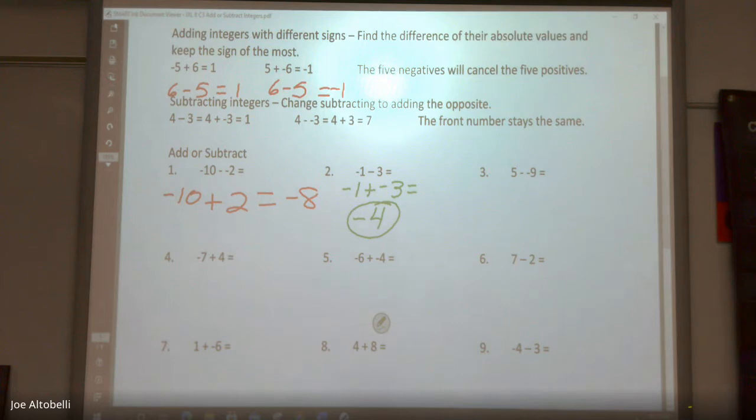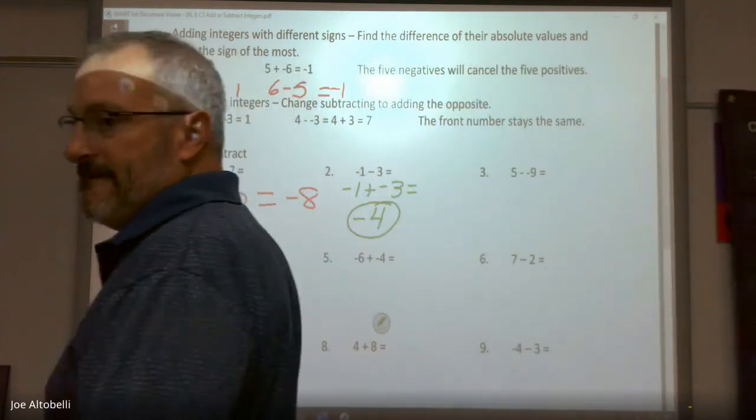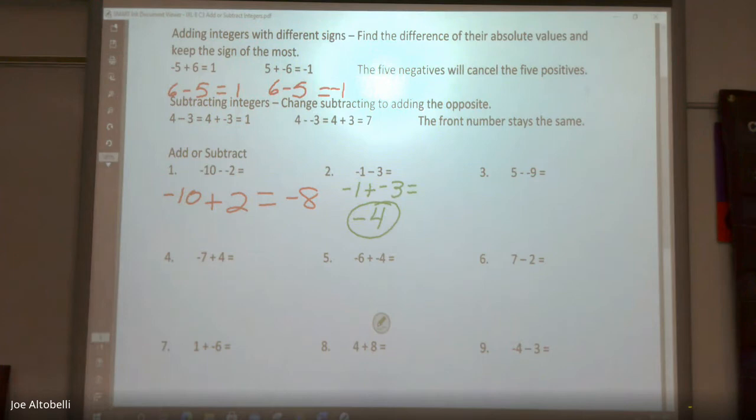All right, number 3, rewrite it. And then do the math.